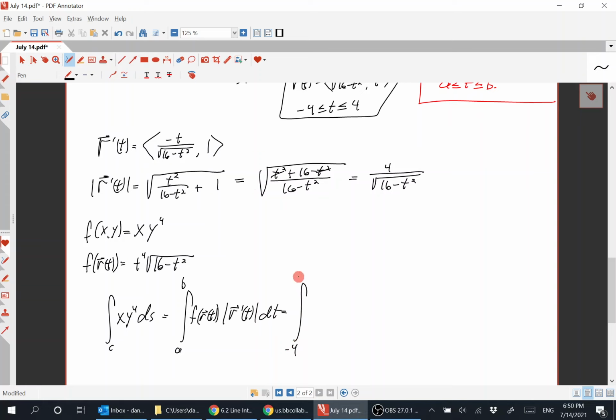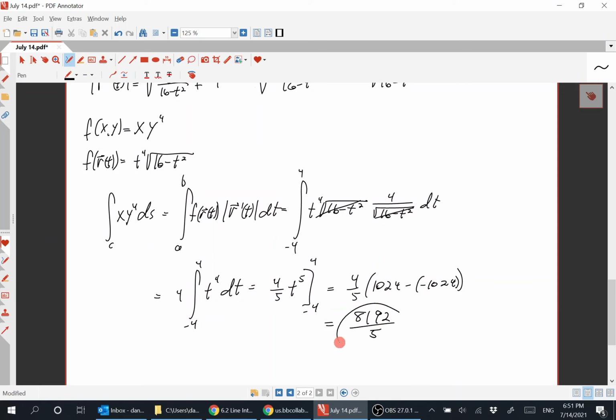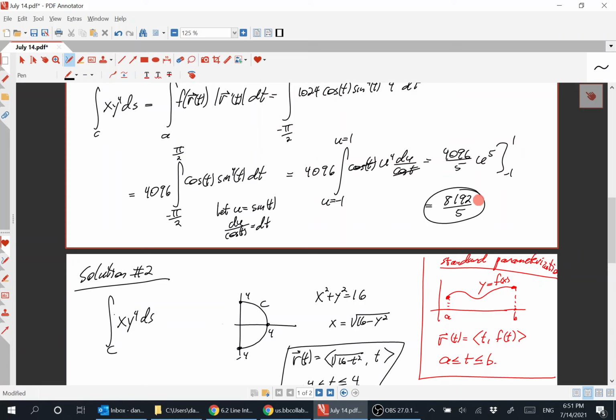So it's the integral from minus 4 to 4. f of r of t is t to the fourth times the square root of 16 minus t squared, and the length of r prime of t is 4 over the square root of 16 minus t squared. Lo and behold, that ugliness goes away. It just cancels right out. So it's just 4t to the fourth. So this becomes 4 times the integral from minus 4 to 4 of t to the fourth dt. All right, so that's 4/5 t to the fifth from minus 4 to 4. 4 to the fifth is 1,024, minus minus 1,024. So it's 2,048 times 4/5, so 8,192 over 5. Same answer as before.